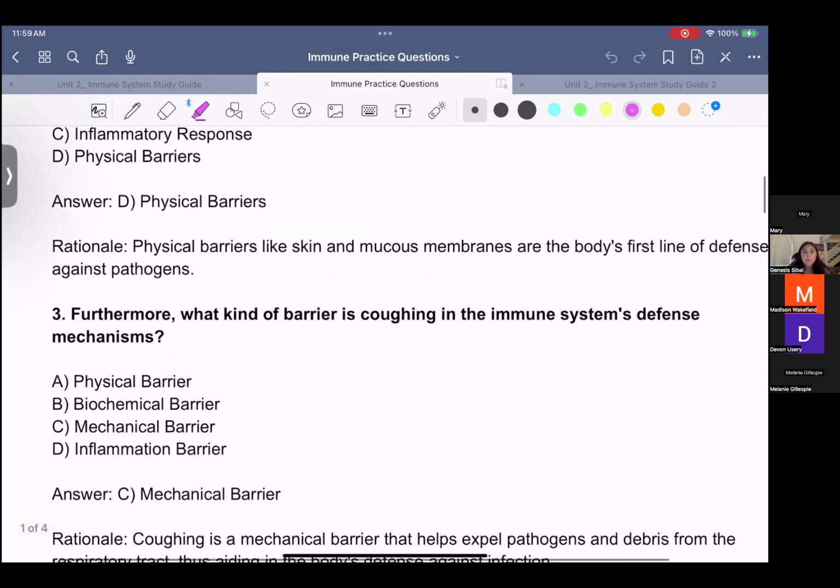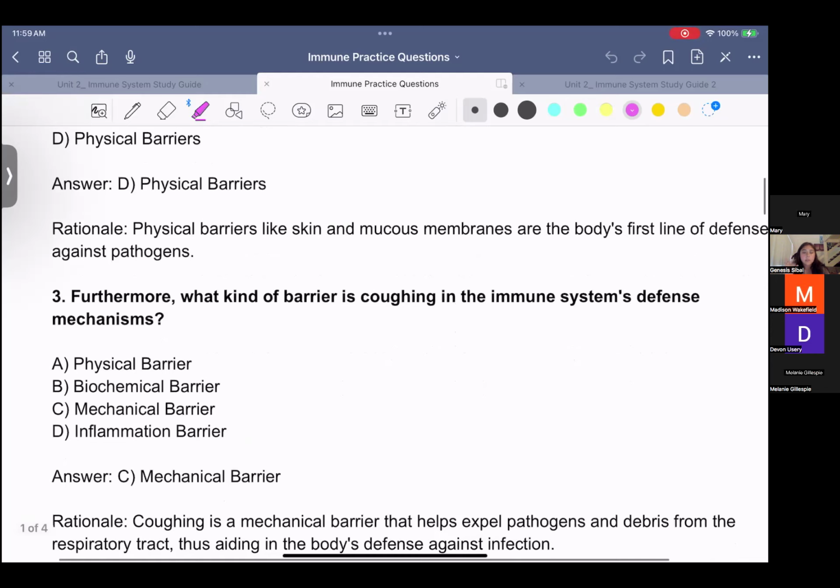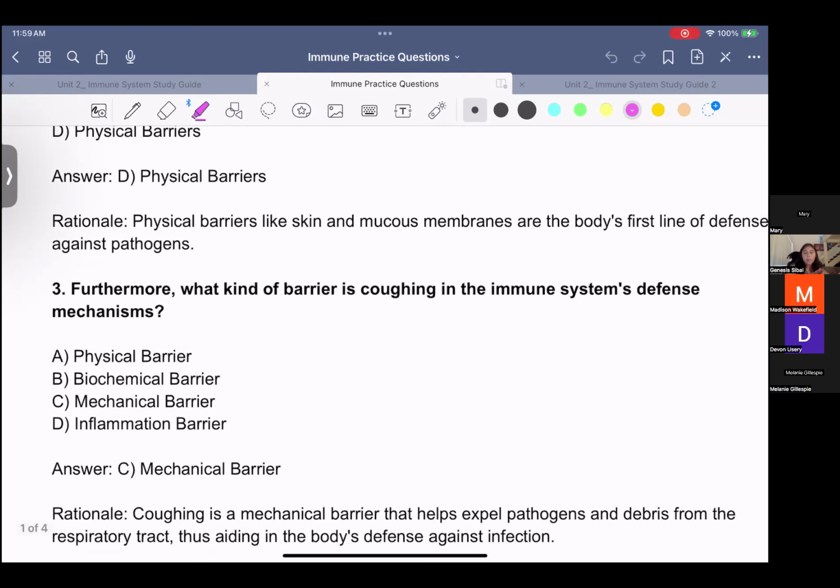Because remember, you have those 3 different types. I put in inflammation just to trick you guys. Inflammation was the second line. It's not even a barrier. Physical meaning those physical structures that you have, right? The cilia, the tonsils, everything like that. Biochemical meaning you have the saliva, the mucus, the acid in your stomach. So literally bodily fluids, I literally think chemical. And then mechanical are actual actions you have to do: coughing, sneezing, vomiting. So that is a mechanical barrier that helps expel pathogens and debris from the respiratory tract, thus aiding in the body's defense against infection.